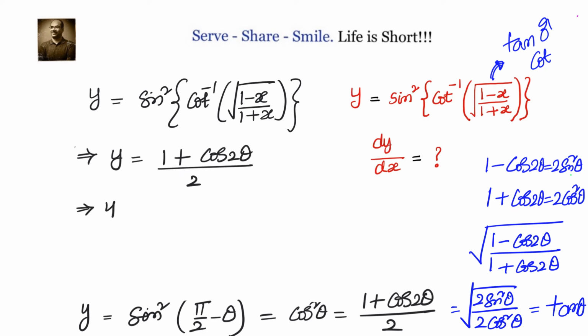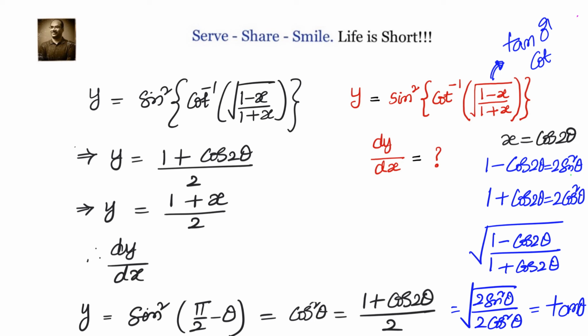So the problem given to us, which is complicated, sine square of cot inverse of square root of (1 minus x) by (1 plus x), is simply y equals (1 plus x) by 2. That much simple. Once we know y equals (1 plus x) by 2, we can differentiate with respect to x. We get dy by dx equals 1 by 2 plus x by 2. The derivative of 1 by 2 is 0 and the derivative of x by 2 is 1 by 2. So dy by dx equals 1 by 2.